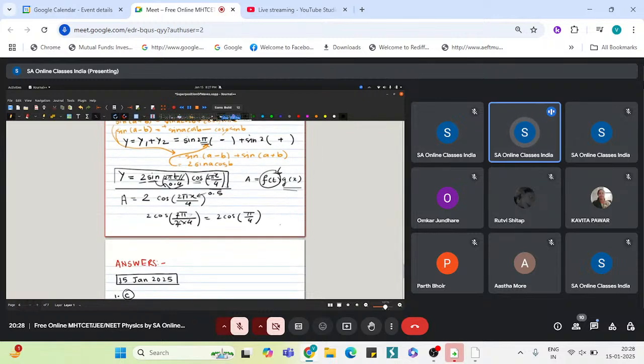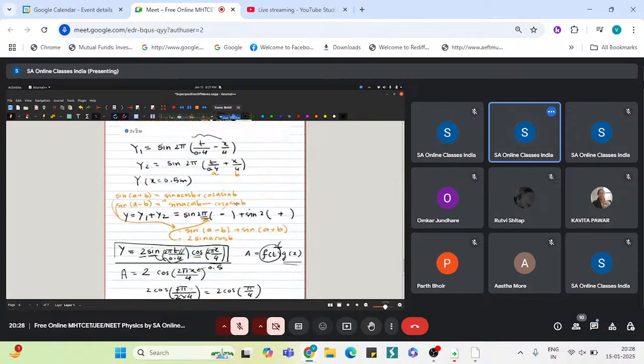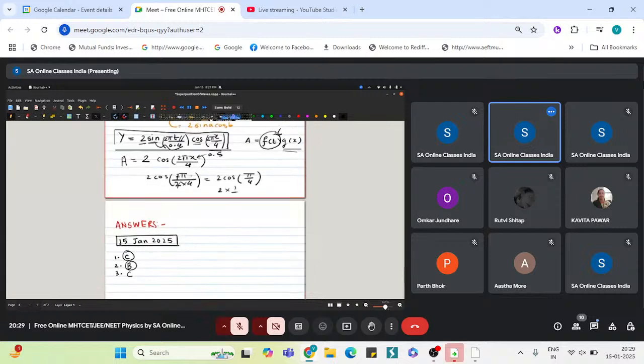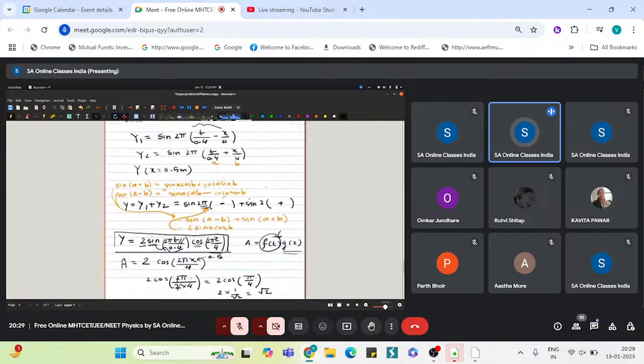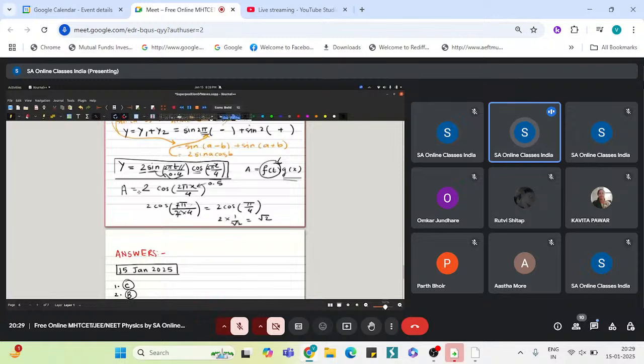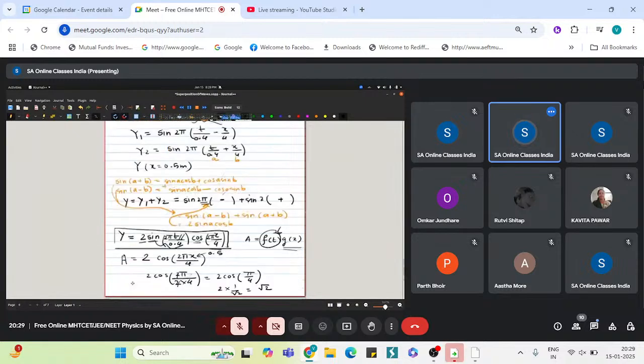Pi by 4 is 45 degrees. So this is equal to 2 into cos 45 degrees, which is 1 by root 2. And this is going to be equal to root 2. So the answer will be root 2, which is this question.